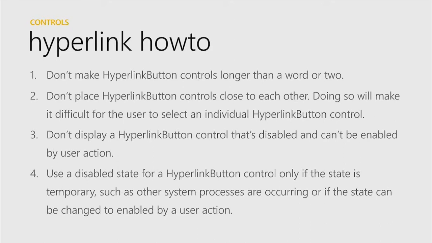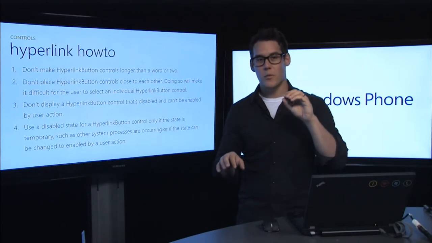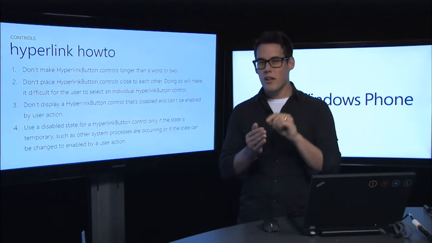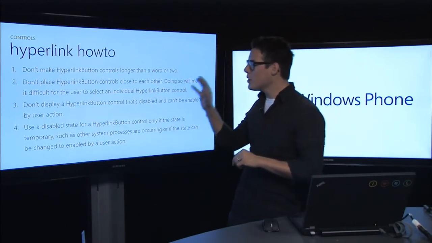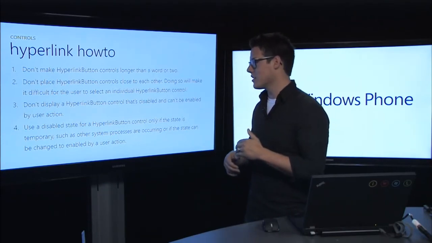Don't make hyperlink button controls longer than a word or two. Don't place hyperlink button controls close to each other. Doing so will make it really difficult. Remember why we talked about the minimum hit targets? Well, the minimum hit targets actually get even smaller when you're talking about 15 pixel fonts or 15 point font sizes. So it actually goes smaller than what we recommend to be the smallest hit target. So be really careful that you don't shove a bunch of these hyperlink buttons up next to each other.